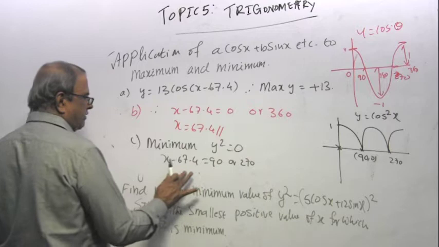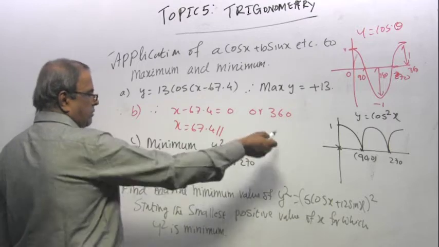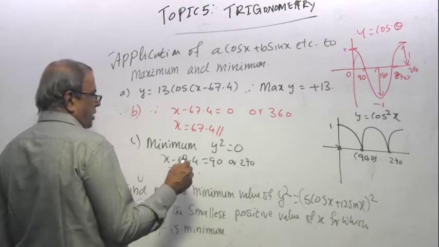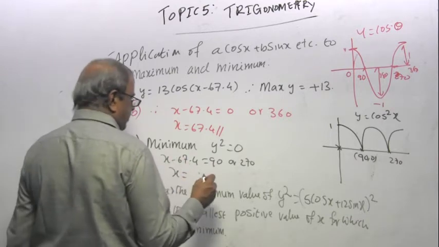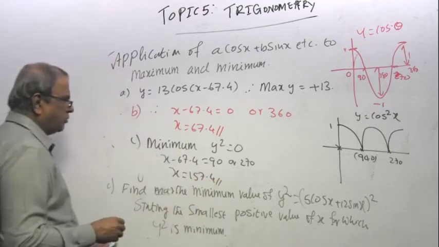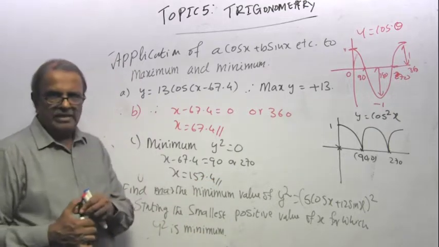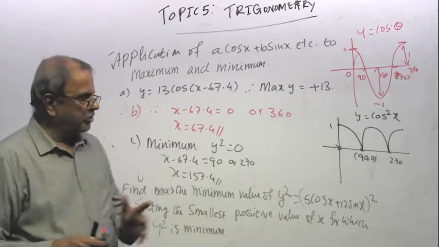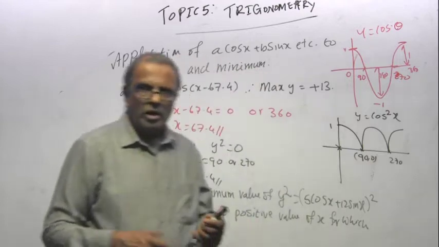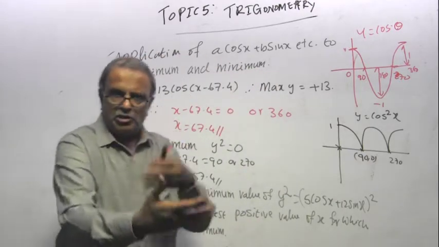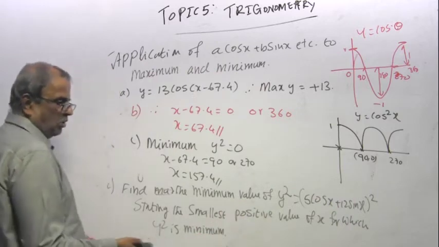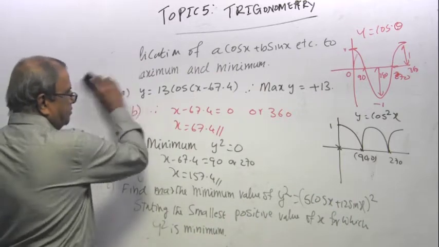Why did we write 270? If this was plus, I might have had to, oh no, I don't need to. So x equals 90 plus 67.4, which is 157.4. That is the smallest positive angle where it is minimum. I had to take this example to show you how to apply the question to minimum and maximum. I'll take one more example, something similar to that.